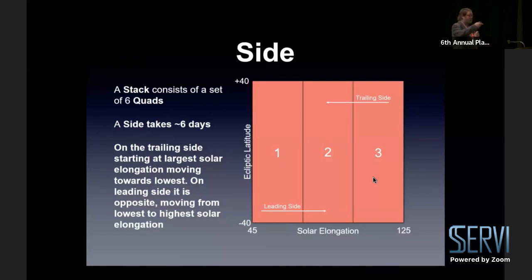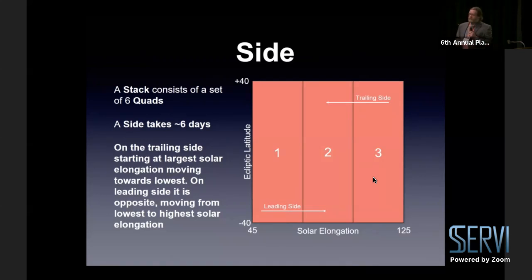And then on the other side, you start at the lowest solar elongation and move away from the sun. The sun is then following you. But even then, your 120 degree solar elongation over those 6 days has moved 6 degrees. So you're chasing that edge as well.